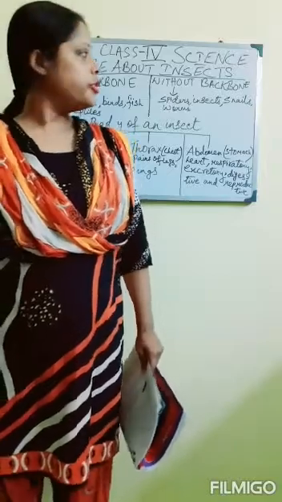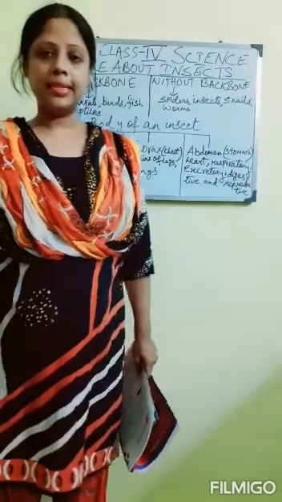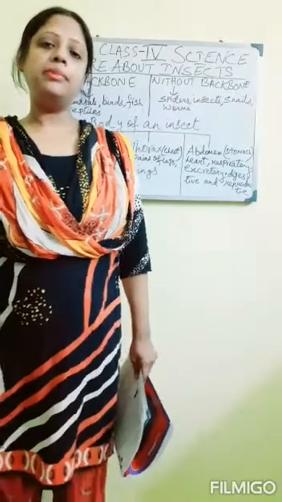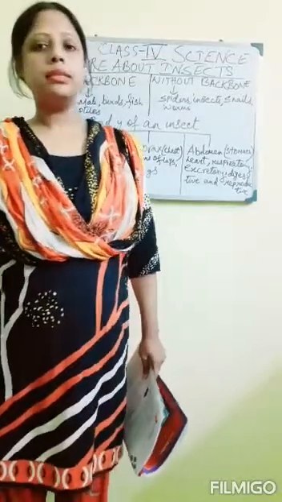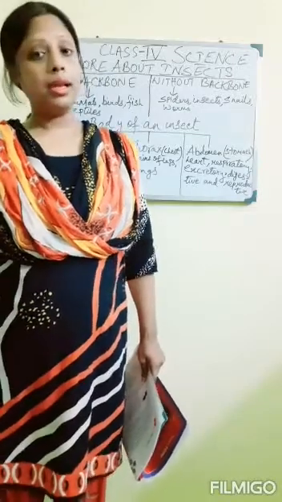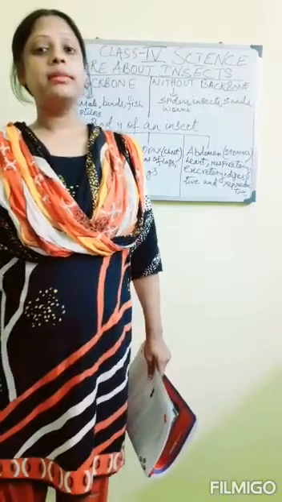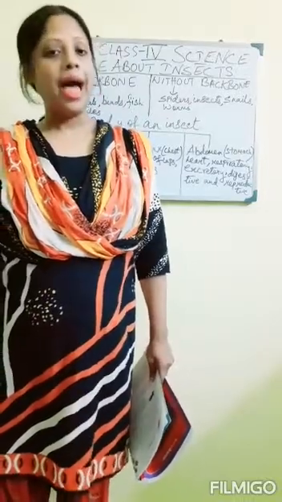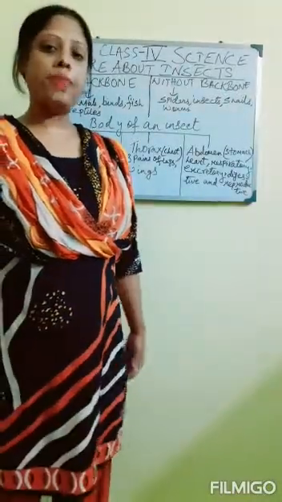Today we are going to begin a new chapter that is more about insects. Now we know that there are different types of animals in the animal kingdom. Each of these animals differ from each other in size, shape or color, and they easily adapt themselves to their surroundings. Now there are certain animals who have a backbone and certain animals who are without the backbone.